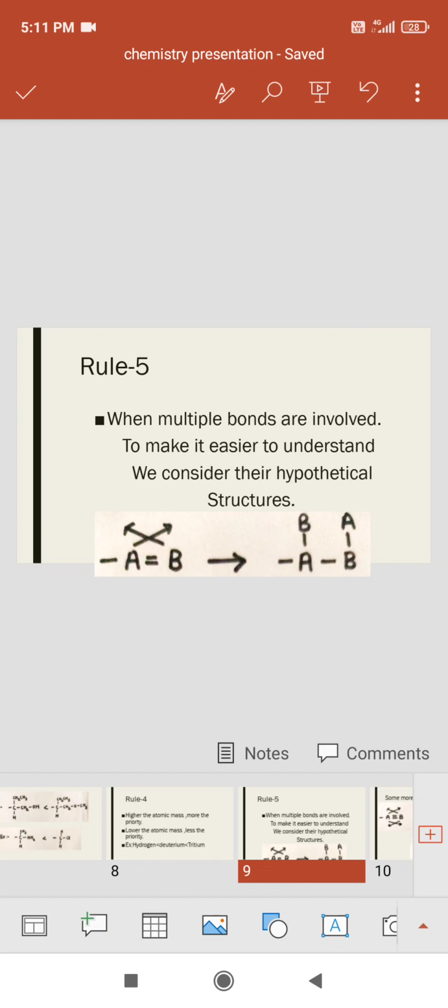Bonds are involved, it's difficult for us to prioritize a group. To make it easier to understand, we consider their hypothetical structures. See the example, A double bond B. So to make it easier, we first convert a double bond or triple bond into a single bonded structure. Remember that that's not the real or correct structure. It's hypothetical or imaginary, totally different. It's only for our comfort to understand.